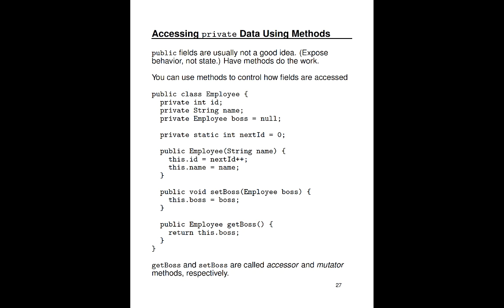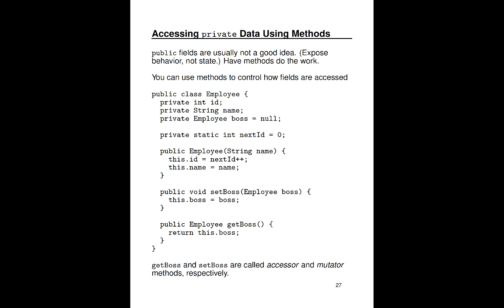So what the employee constructor does is it assigns an ID to the newly created employee by incrementing the value of the static nextID field. And then it assigns the name for this particular employee to the value that was passed in to the constructor. So there we say this.name equals name. What that's doing is assigning the value of the name parameter to the name field in this particular instance of Employee. This is a convention that you'll see me use a lot.